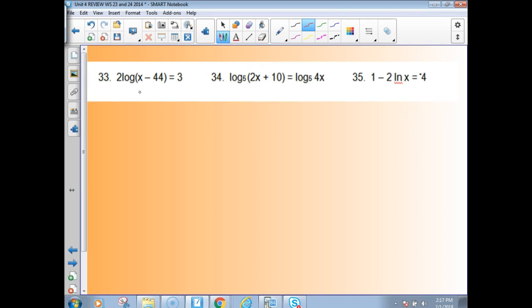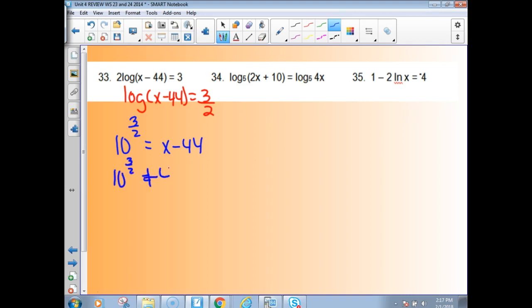Okay, number 33. We need to divide by 2 first. You have to isolate your logarithm. That's 3/2 or 1.5 if you'd rather write a decimal. Don't really care. Now we need to exponentiate it. So it's 10 to the 3/2 equals x minus 44. And then we'll add 44. So whatever 10 to the 3/2 is plus 44 is your answer. And that comes out to 75.6.